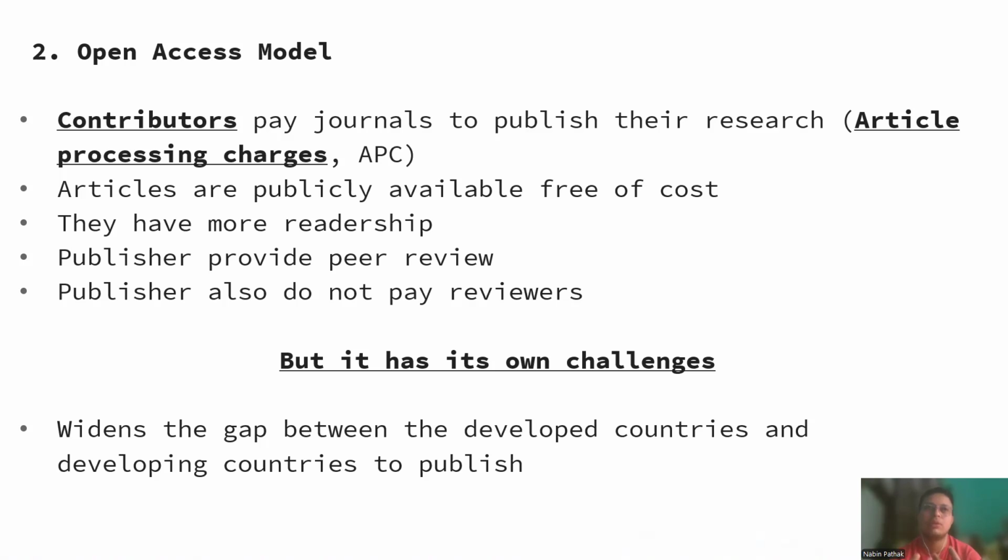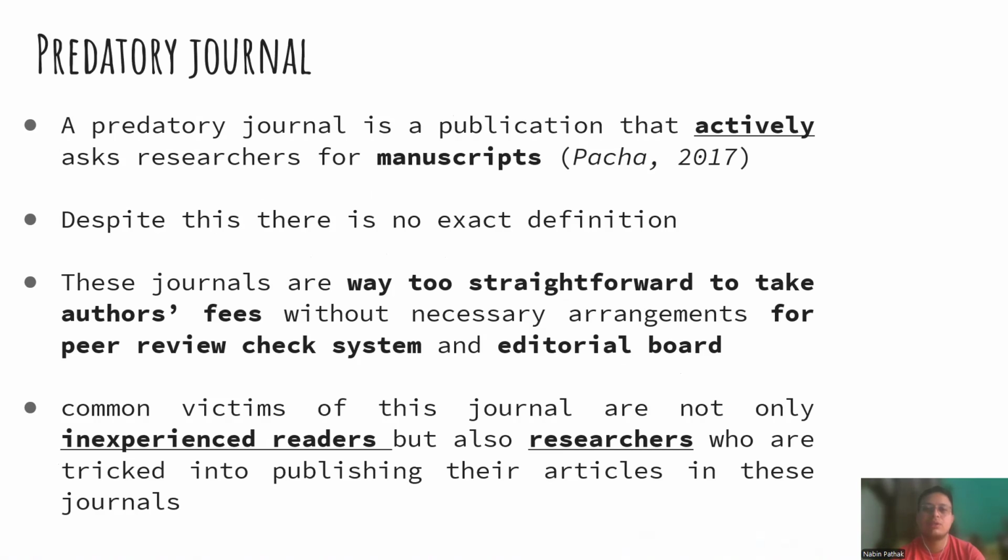So in order to publish our research, we need to be able to integrate ourselves with researchers from higher income countries so that we can use the institutional libraries to go through open access. So once you understand the basic idea of the traditional model and open access model, we can then jump into the predatory journal. There is no exact definition of predatory journals.